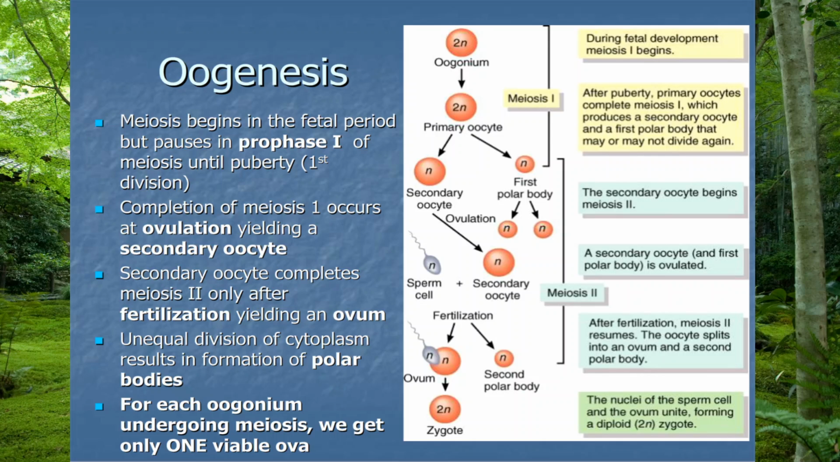But the big point is that the secondary oocyte will then combine with the sperm through fertilization. It will divide again, forming the second polar body. So in essence, we only get 1 fertilizable cell for each oogonium. There are exceptions, but in general, you should remember that we get 4 sperm for every spermatogonium, but typically only 1 functional oocyte for each oogonium.